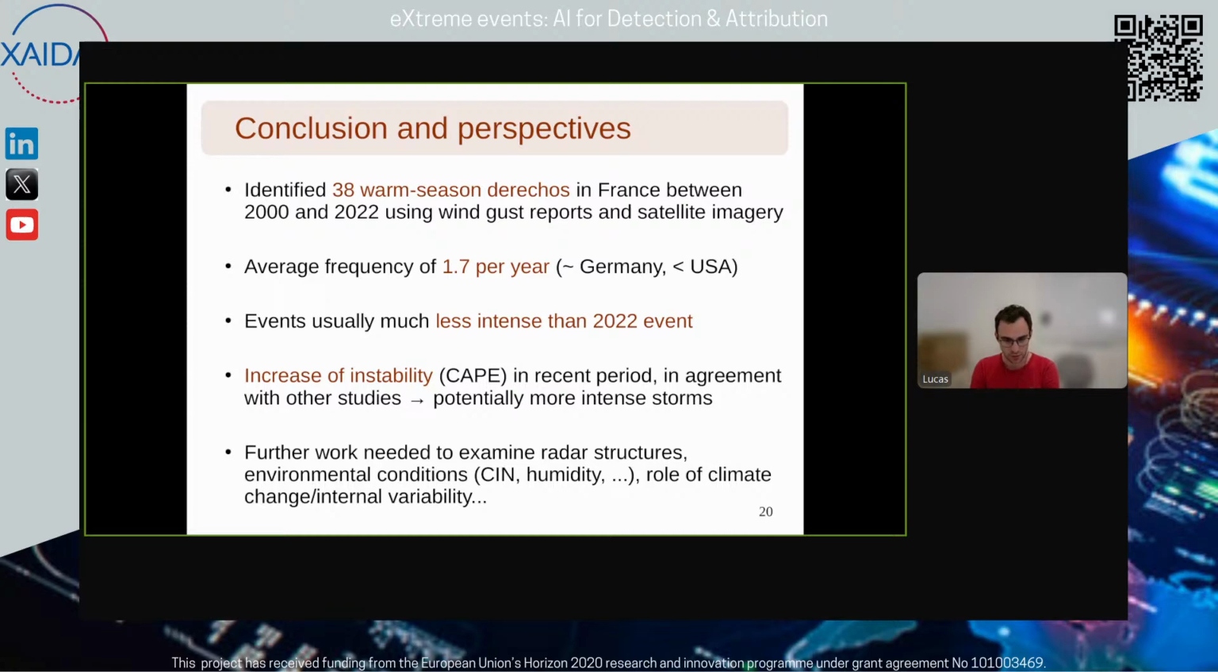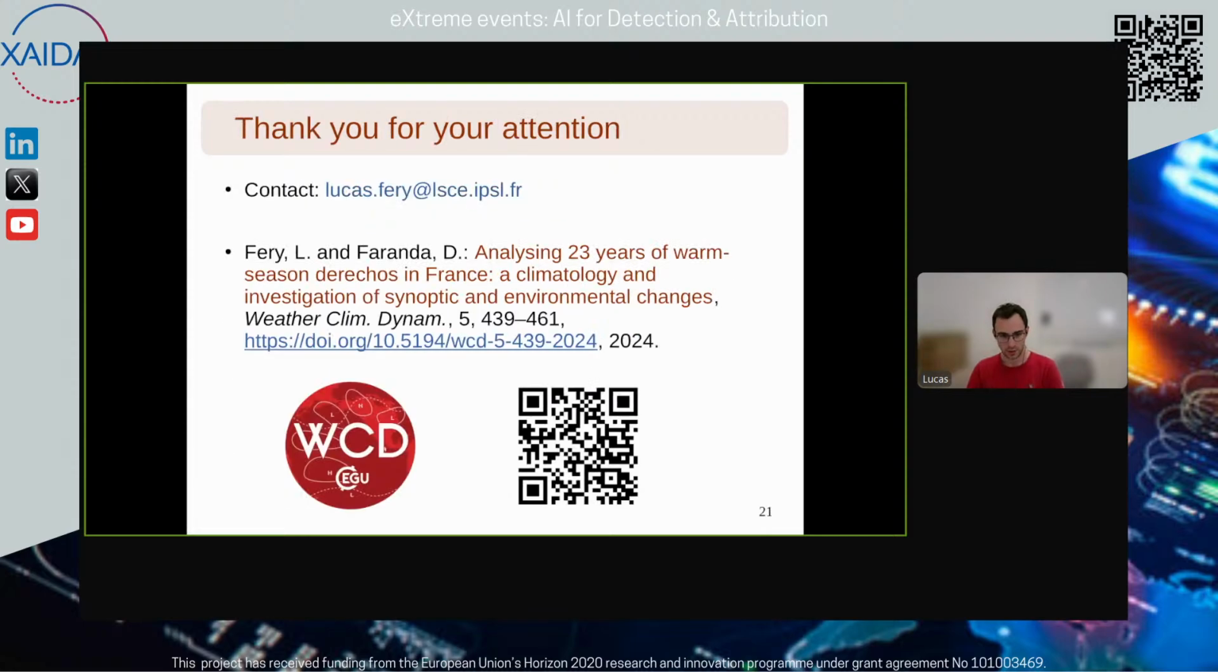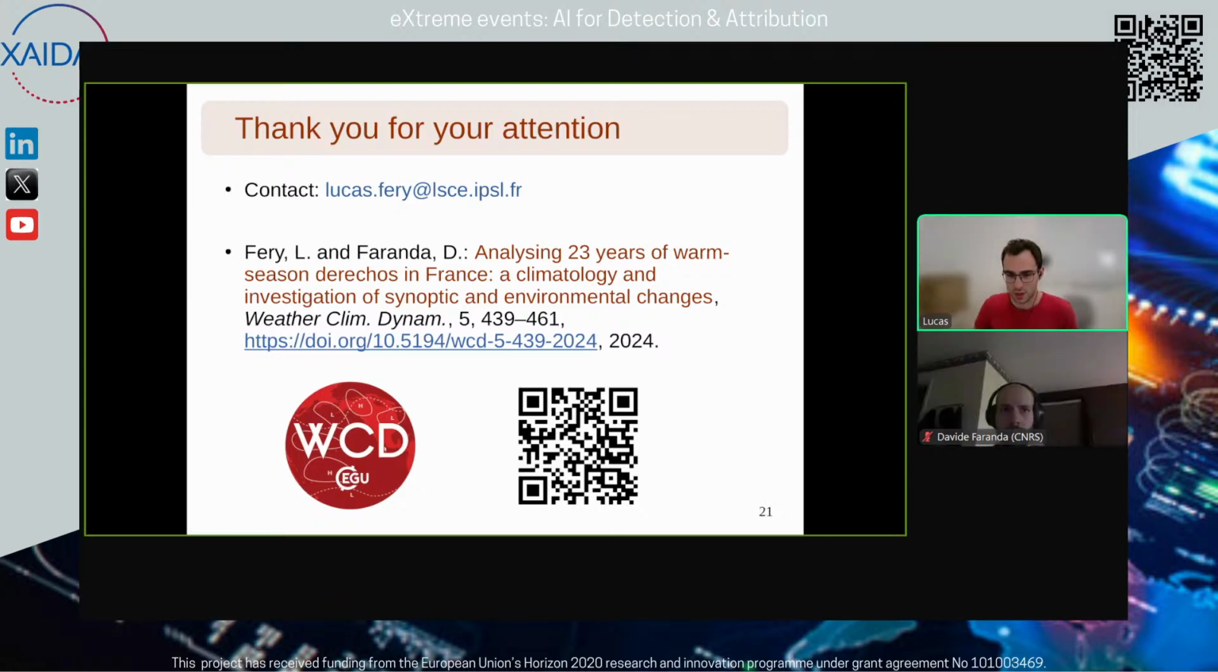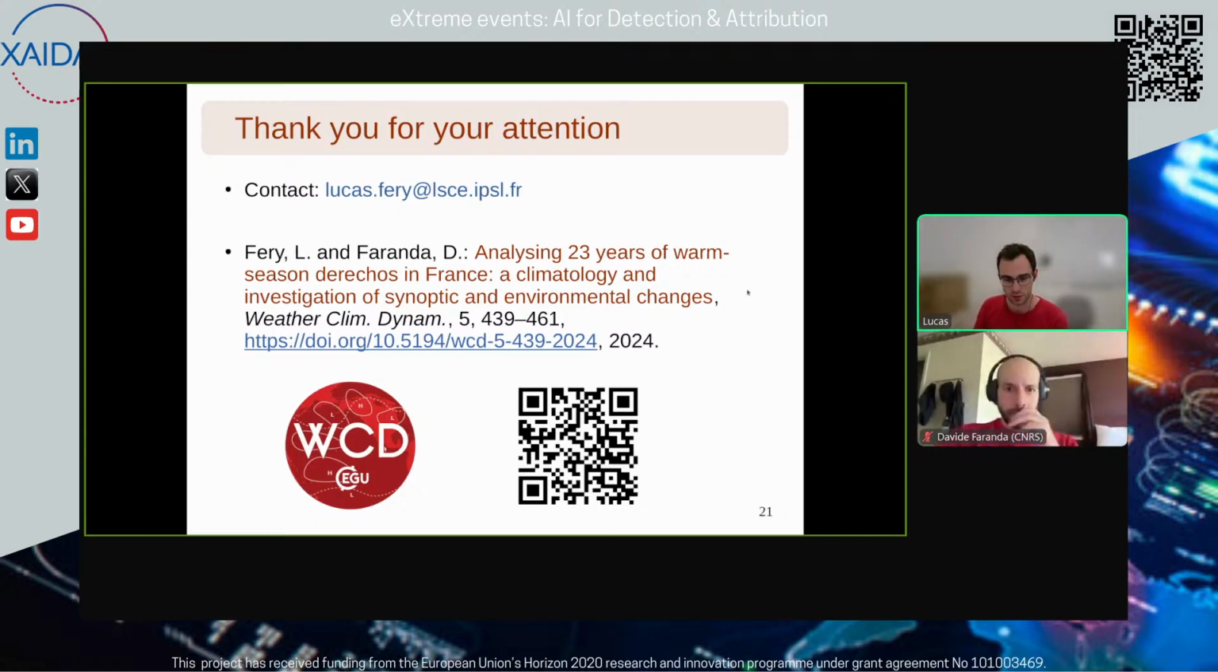For example, convective inhibition that prevents storms from initiating, although we can have significant instability. And the role of climate change versus internal variability also needs to be clarified. So thank you for your attention, and I will be happy to take any questions if you have some.